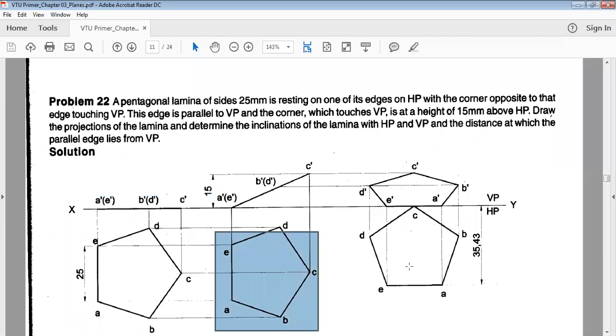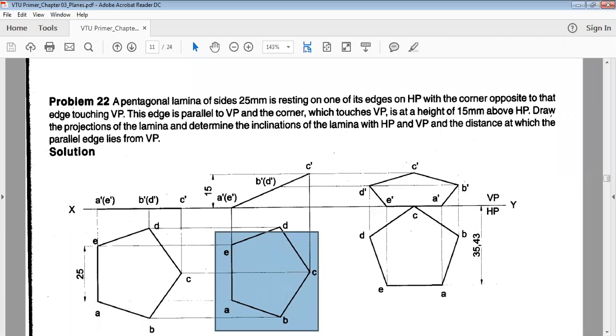But as far as the third position is concerned, they have not given the inclination either with respect to VP or HP here. The angle is unknown. But what is being said is the corner which is opposite to the edge is touching the vertical plane. So this is my vertical plane, right? So the corner C is touching the vertical plane. So in order to place this lamina here in such a way that C can meet at the XY line, anywhere in the XY line.